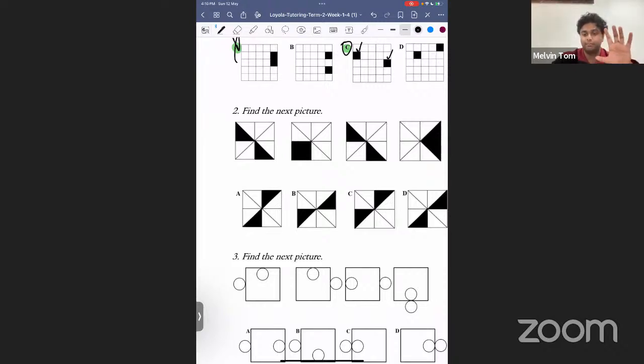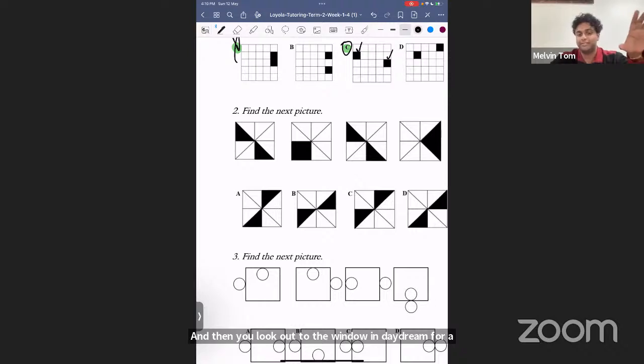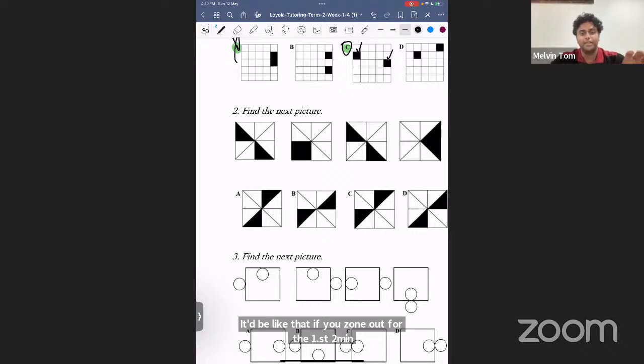Have you guys seen those memes or jokes where you're in maths class and the teacher's doing 2 plus 2, and then you look out to the window and daydream for a while, and suddenly on the board it's like, if Jim has 4 apples, what is the weight of the sun? You know that joke? It'll be like that. If you zone out for the first 2 minutes, it's going to look very confusing. All right. So let's take a look.